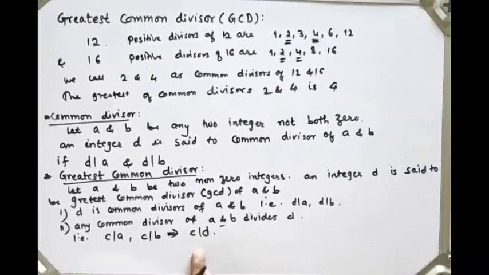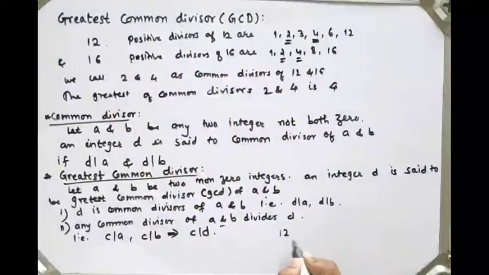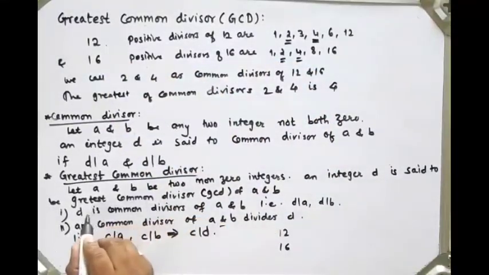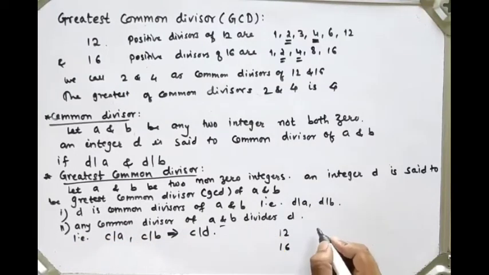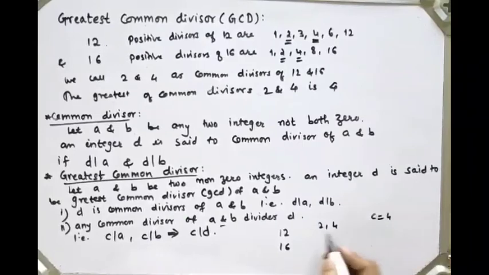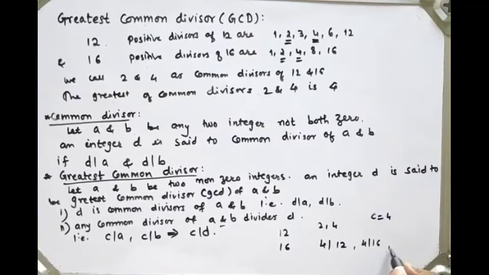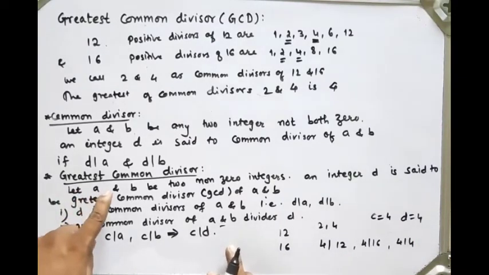This is clear from the previous example of 12 and 16, right? First case, D is a common divisor. What are the common divisors here? 2 and 4 are the common divisors of these two. And if I take C equal to 4, then 4 divides 12, 4 divides 16, and then 4 divides 4. So D equal to 4 is the common divisor, which is the greatest common divisor of A and B.